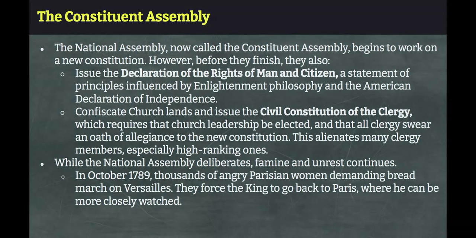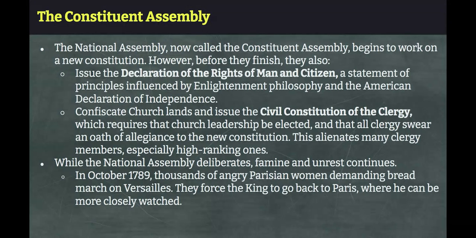Now, the National Assembly, or the Constituent Assembly, also issues another really important document called the Civil Constitution of the Clergy. And this is an attempt to reform the church. So it requires that church leadership be elected, and it requires that all clergy swear an oath of allegiance to the new constitution. Now, this plus another action that they take, which is that they confiscate church lands for the states, this really angers a lot of clergy members, especially those high-ranking clergy members, which, as we recall, those people were a lot more likely to sympathize with the nobility, with the king, right? So those people are not at all happy about losing their rights and privileges.